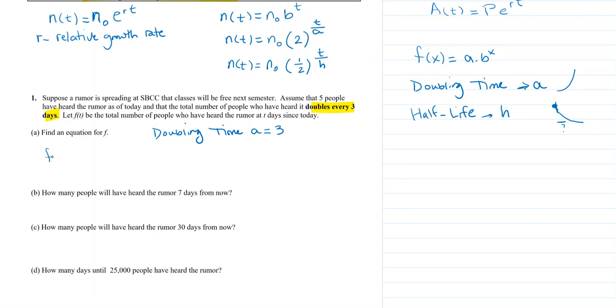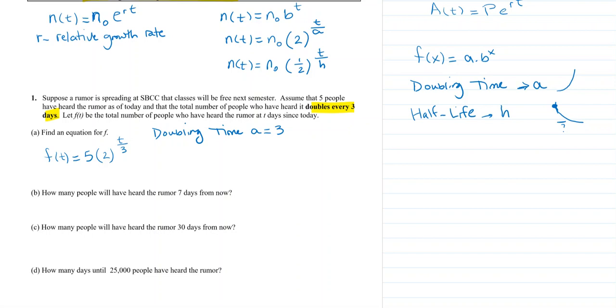So f of t, instead of n of t up here, we're calling it f of t. Again, always follow the instructions in the problem. What your function should be called equals n sub 0, so the starting number, how many heard it on day 0? 5 people, times 2 to the power t over a.